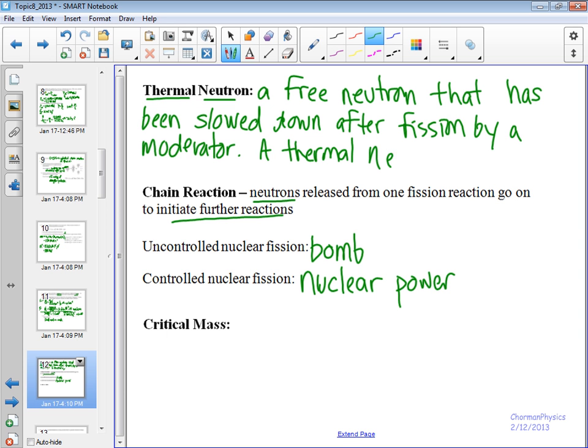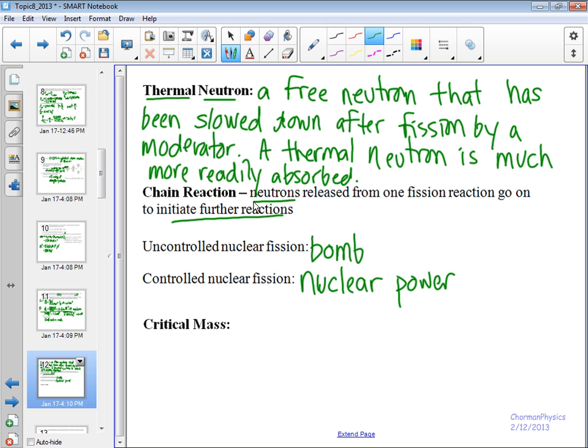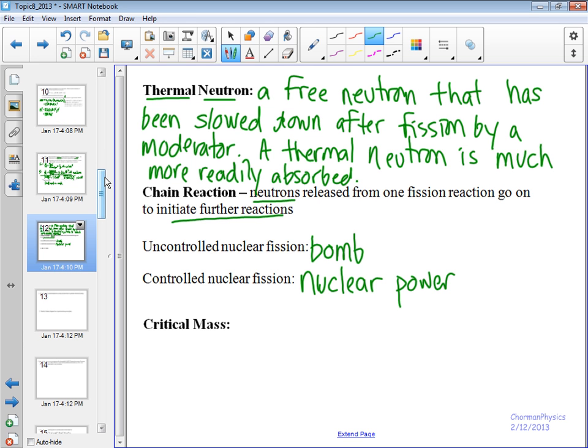Okay, so a thermal neutron is much more readily absorbed. Okay, so that's one piece that you do need to be able to understand for this unit here.